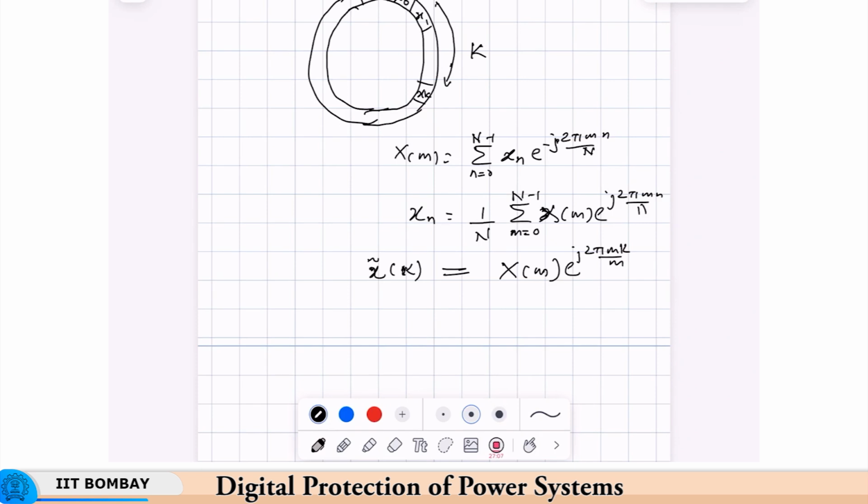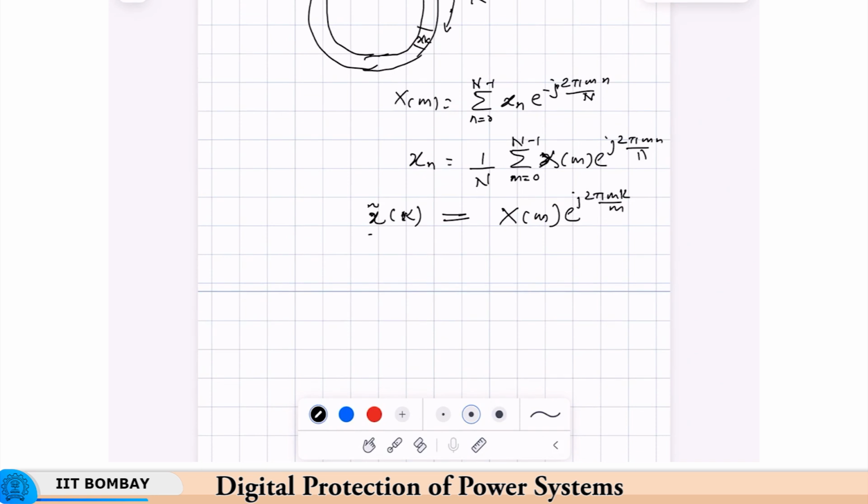Okay. Now, let us plug it back into this and see what we get back. We are just claiming that there is some shifted sequence, the DFT of which is given by this. Now, we will see what we get back. So, instead of this x m here, we will substitute this value in that x m and see what we get back.